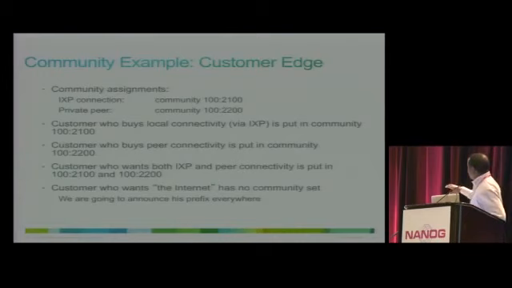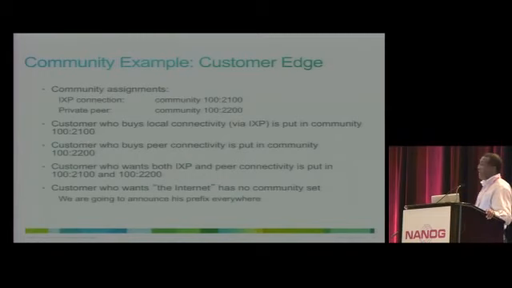So in this case, for example, for IXP connections, that's for peering connections, it uses community 2100. For private peer, it uses 2200. And for internet peering, it doesn't use any community, so it gives the whole internet. So customers who buy just IXP will get 2100. They will only get routes with community attribute 2100.